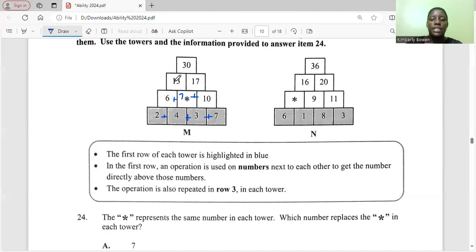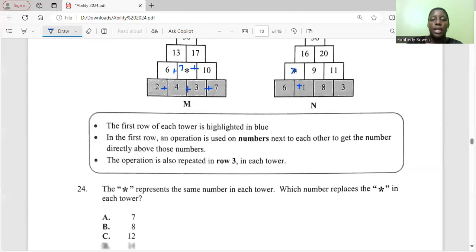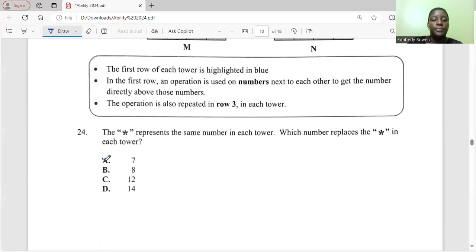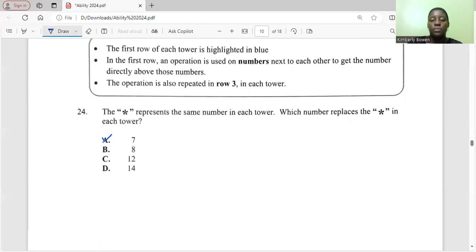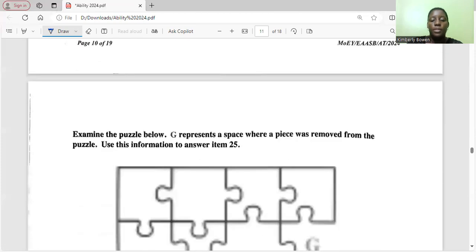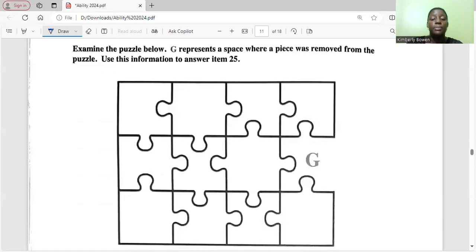So the correct answer is 7 here, but let's check if 7 works over here. 6 plus 1 tells us that we're going to get 7 here. And 8 plus 3 is 11. 7 plus 9 gives us 16, so it's correct. 9 plus 11 gives us 20. 16 plus 20 gives us 36. So the correct answer is 7. I must say the paper was quite manageable.